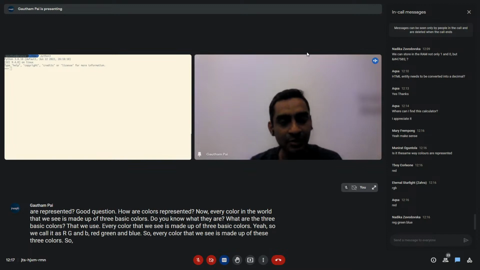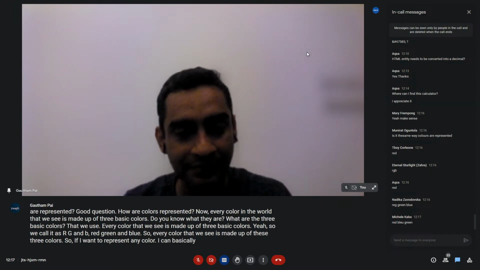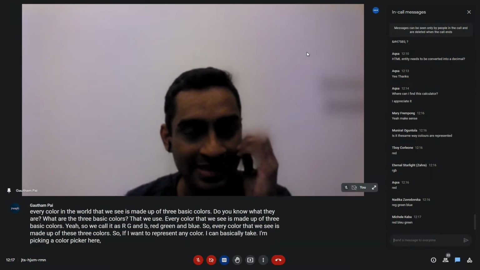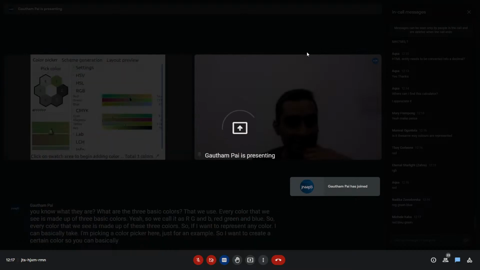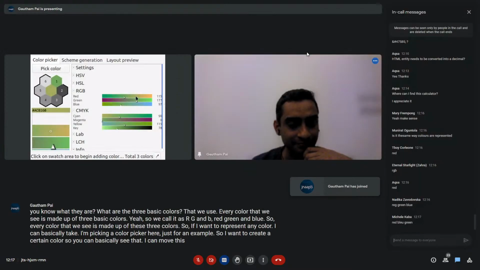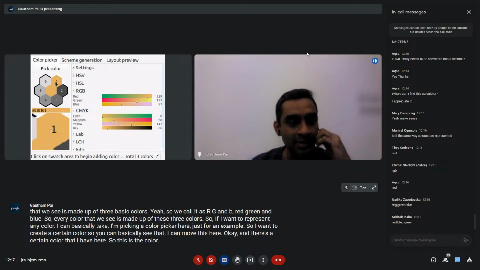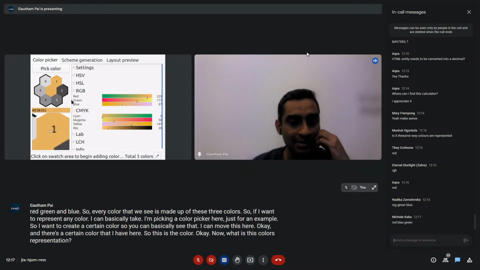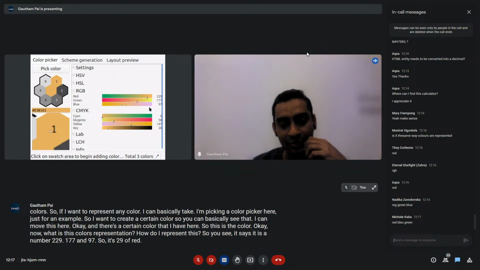If I want to represent any color, I can take a color picker here, just for an example. So I want to create a certain color. You can see that I can move this here, and there's a certain color that I have here. So this is the color. Now what is this color's representation? How do I represent this? You see it says it is the numbers 229, 177, and 97. So it's 229 of red, 177 of green, and 97 of blue.